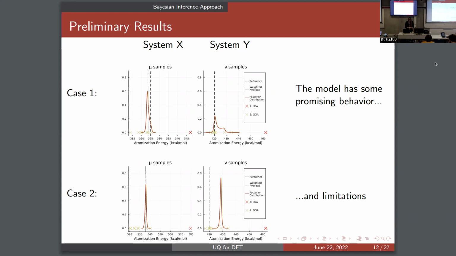Individual DFT predictions are shown as X's across the x-axis. In the top case, the model is apparently performing well by a qualitative check because it seems to be relatively representative of both the reference and DFT predictions nearby to the reference. In the bottom case, we can see that there can be limitations to this model. The posterior distributions that we see are narrow, and in the Y case, not aware of where the reference is. In the coming slides, I'll talk more about the assumptions that we've put into place in our preliminary implementation of this model, and how they might be adjusted.